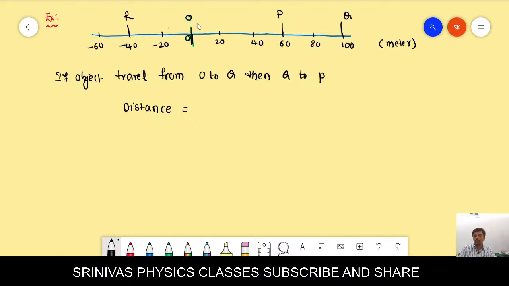The actual path is what? O to Q, for that 100 meters. In between O and Q, 100 meters is there. That is the OQ distance. Then after that, return back to P. You should follow with the cursor: O to Q, then after that come back to P. OQ plus QP we can write. Understood? This is the actual path. Distance means length of actual path: O to Q, then Q to P.